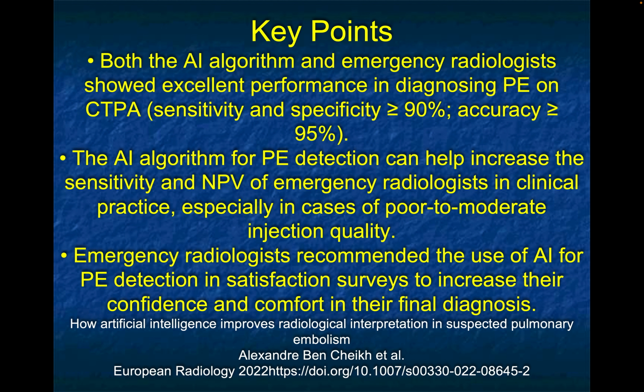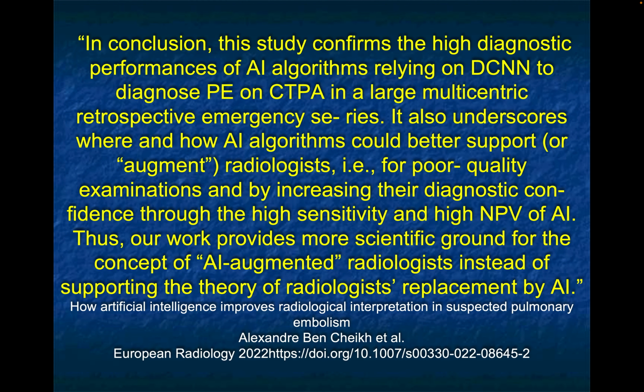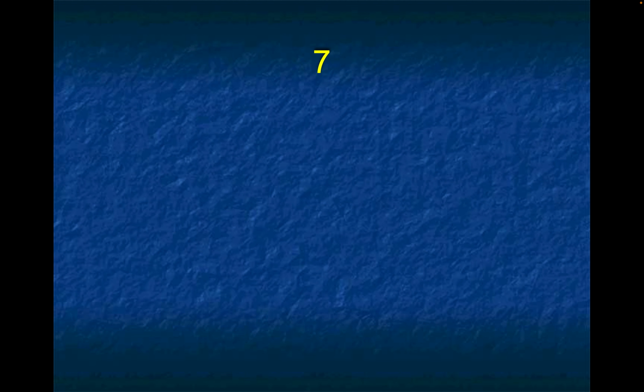Both the AI algorithm and emergency radiologists showed excellent performance on PE. The AI algorithm for PE can help increase sensitivity and negative predictive value of emergency radiologists in clinical practice, and emergency radiologists recommended the use of AI for PE detection in satisfaction surveys. A win-win. More accuracy, higher sensitivity, higher specificity, and the radiologists are happy. What can be better? So this article is worth reading, and it's interesting that AI was particularly good when the studies were less than optimal. So that is particularly helpful for us.